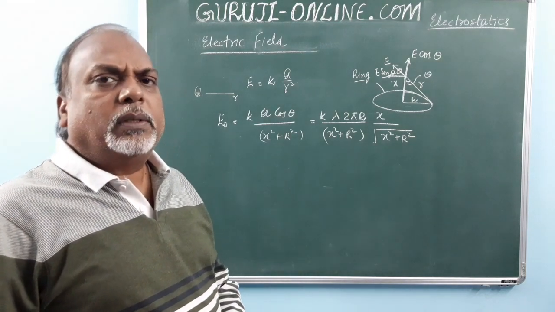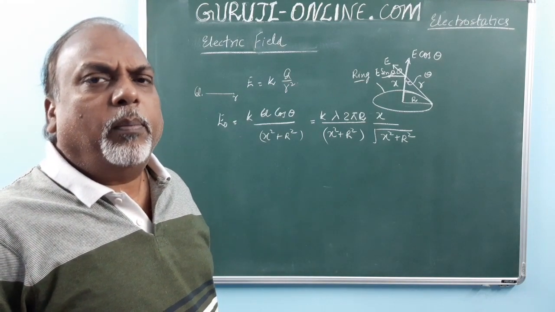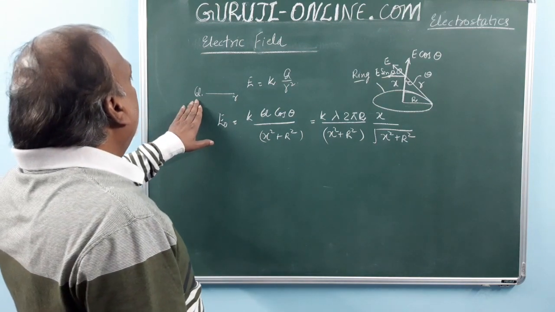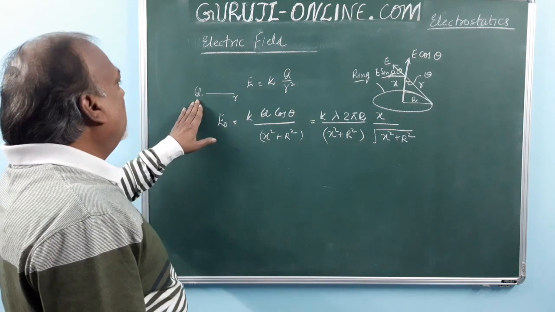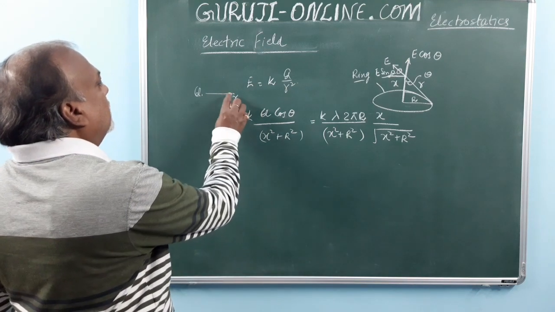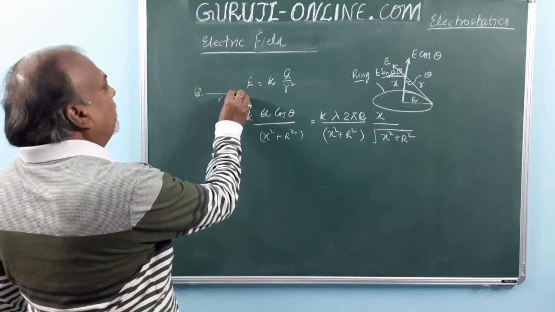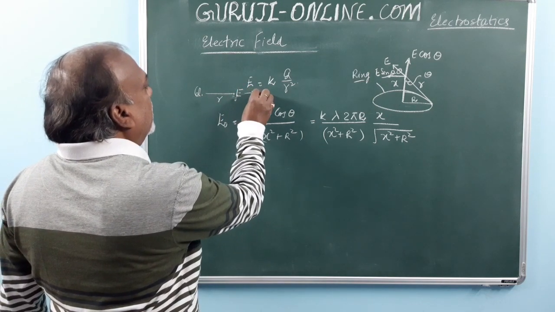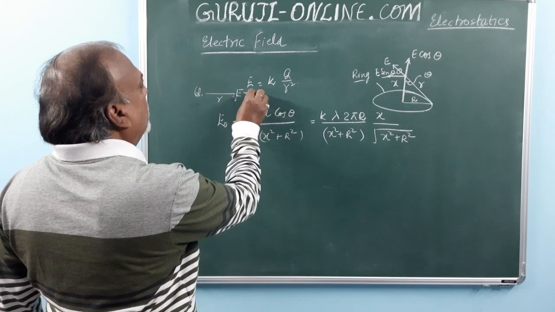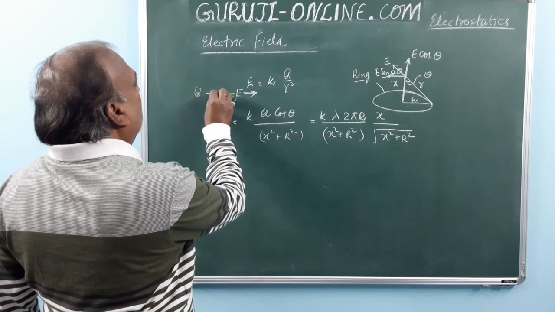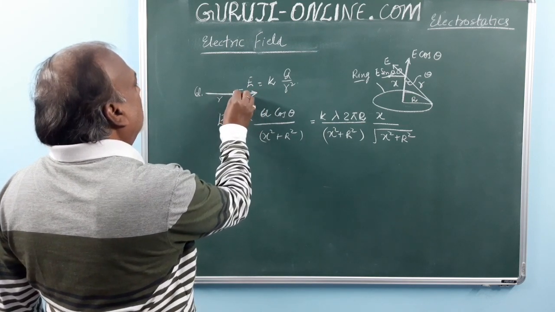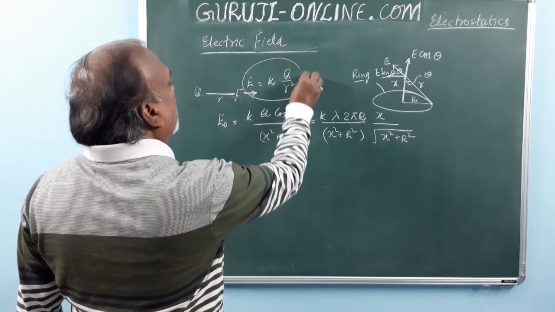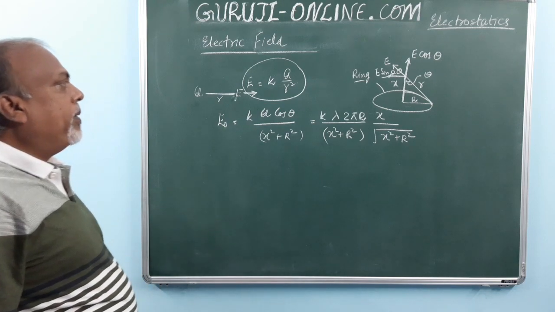Now we will solve some problems pertaining to electric field. Actually, electric field, you already know that if charge Q is there at a distance R, it will have electric field in this direction. This is the direction of field, and its value will be KQ upon R square. Correct.